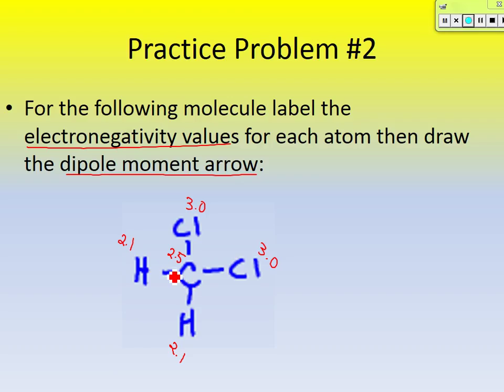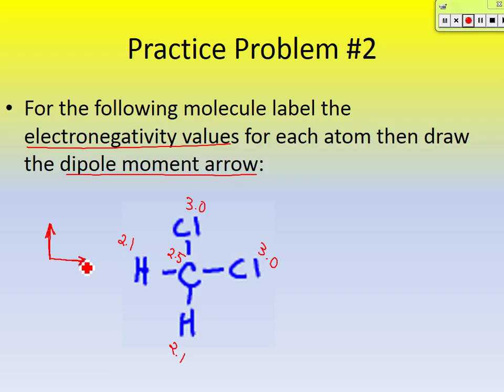Which way would the arrow be drawn here? Which one's higher? Towards the carbon. So it's going to go toward the left, toward the carbon, so it's toward the right. What about this one? Toward the carbon, so it's going to go up. What about this one? It's going to go toward the chlorine because that's higher. So we got another one that's going up. What about this one here? Yeah, 3 is greater, so it's going to go toward the right. So we got another one to the right.